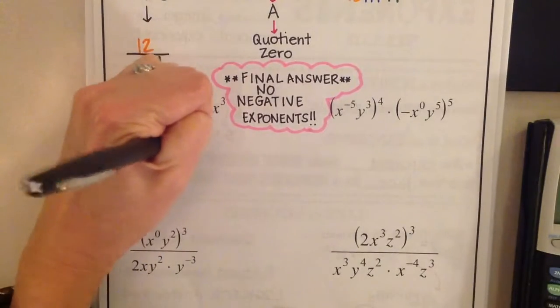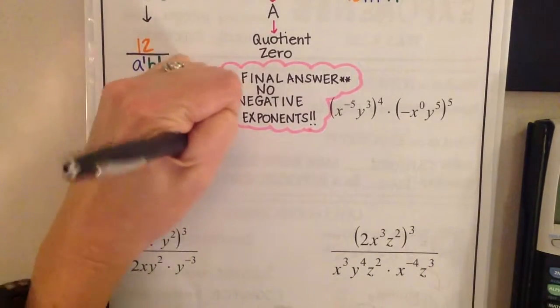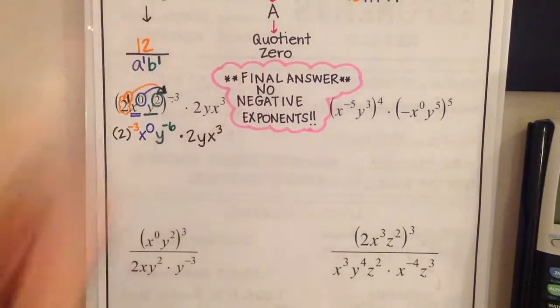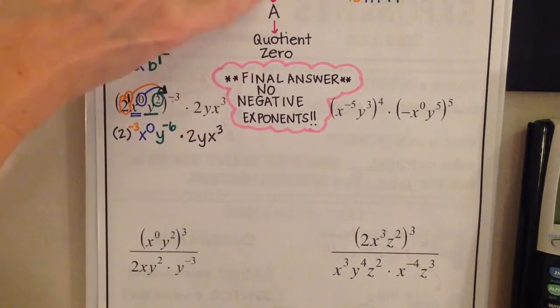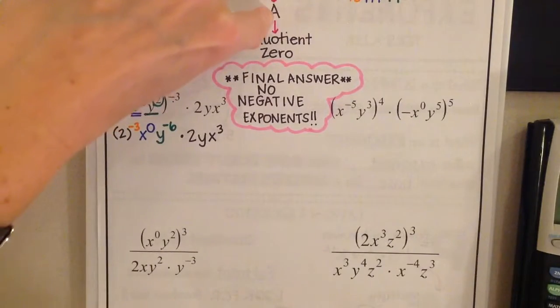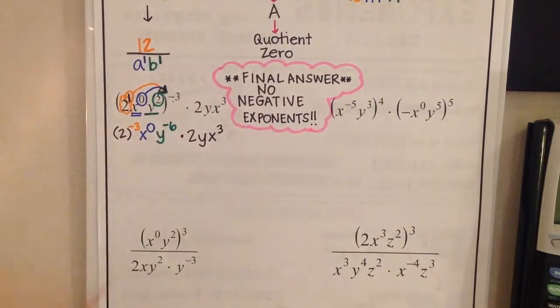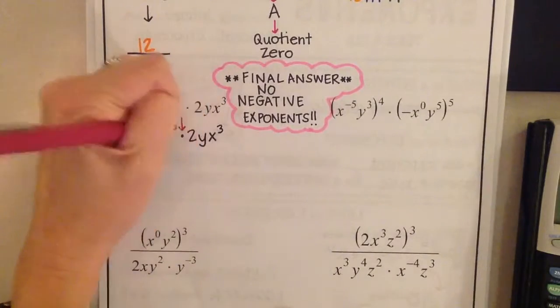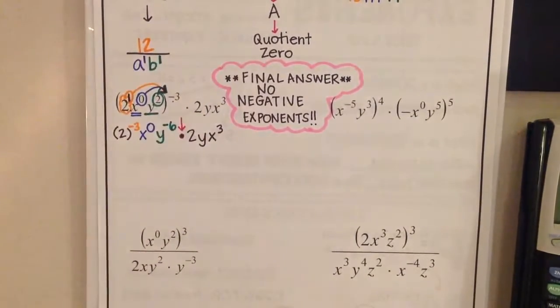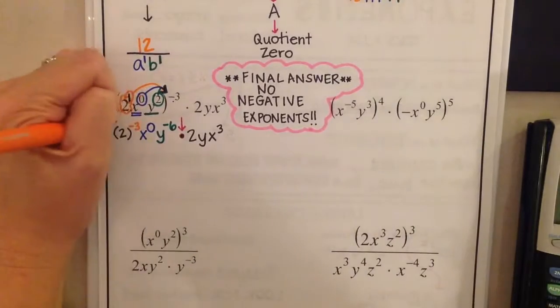All right, we're going to go ahead and bring down the times 2yx to the third part. Okay, so I've done the power rule and I've multiplied, but now I've got to check for multiplication so I know if I need to add any exponents. And of course, we see some multiplication right here. So I know that I'm going to have to be adding some exponents here in just a second.